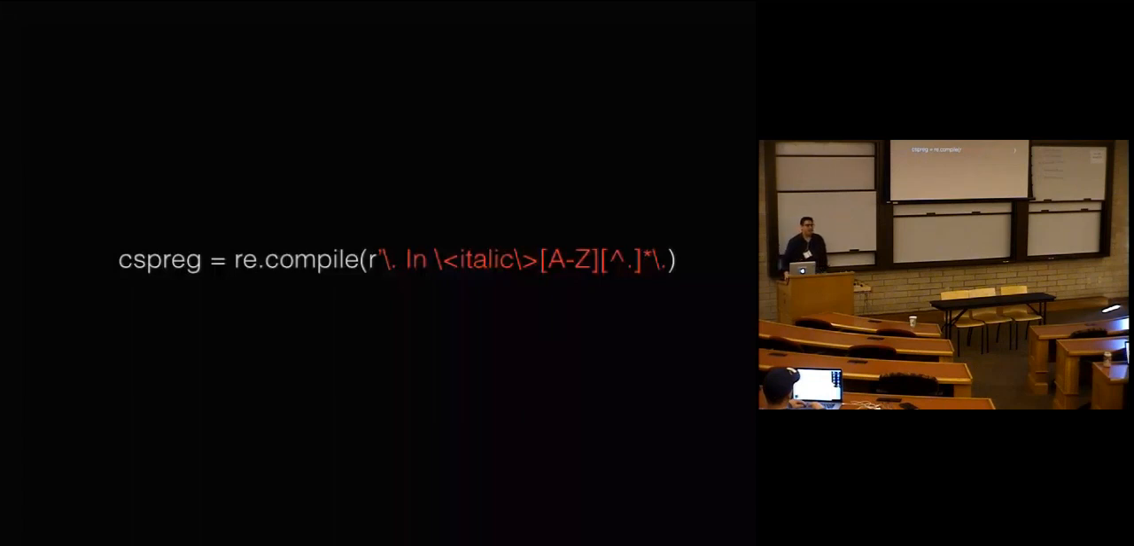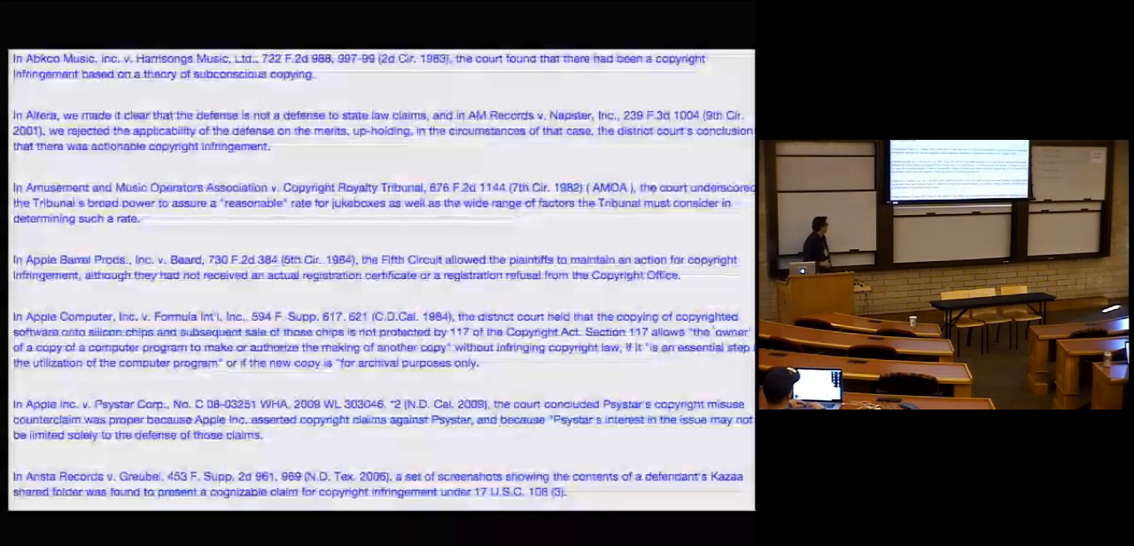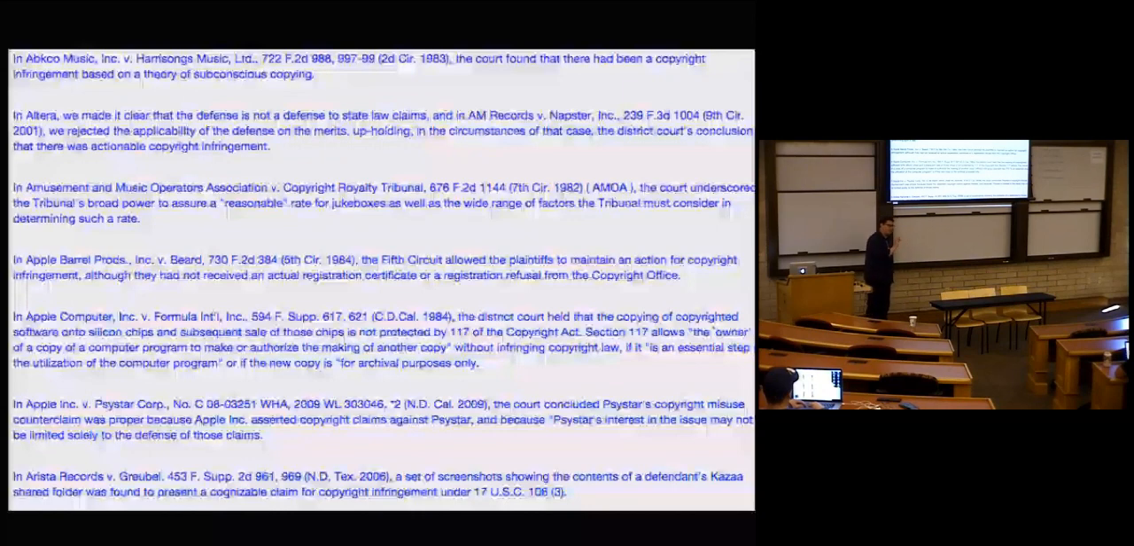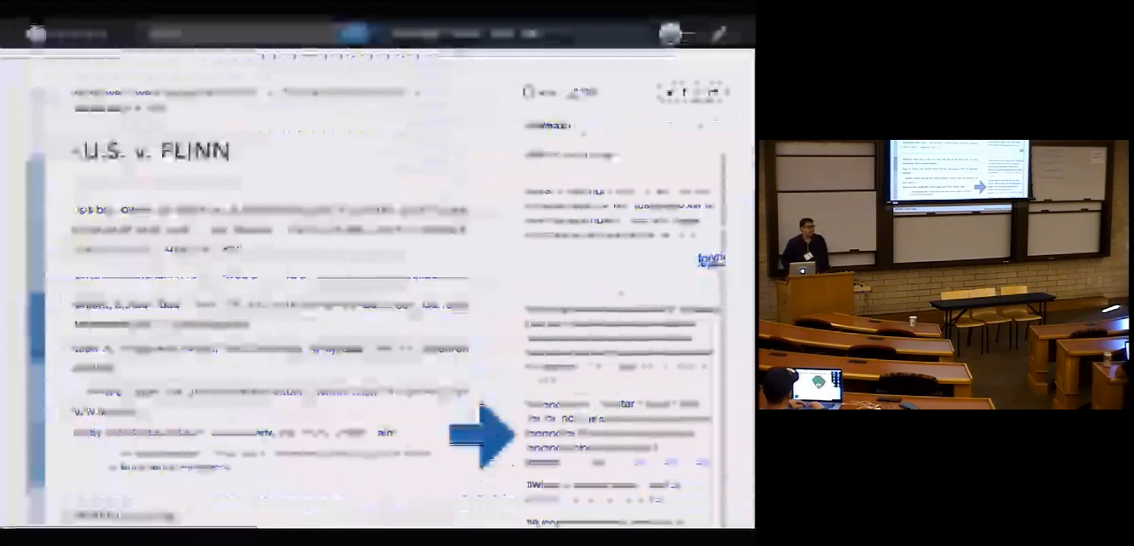Lo and behold, you find that there's hundreds of thousands of these, and they say things like, in Apple Barrel Products, the Fifth Circuit allowed the plaintiffs to maintain an action for copyright infringement, although they had not received an actual registration certificate or a registration refusal from the Copyright Office. Fantastic summary, right? These sentences, sometimes they're not, but I'd say 97-98% of the time, they're these very useful summaries that extend not just to the law, but sometimes the facts, too. They'll say, in this case, these were the facts, and here's how the court ruled, right? So these have also been incorporated into the judicial summaries on case sites.